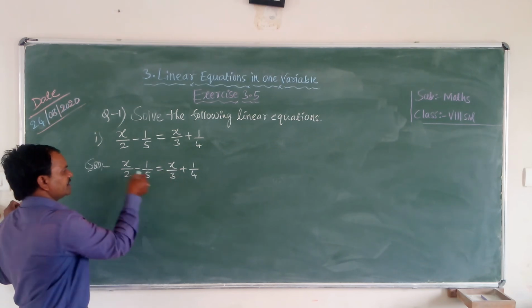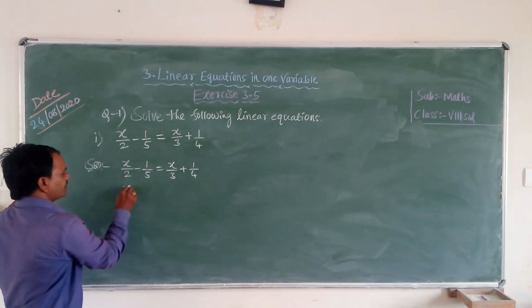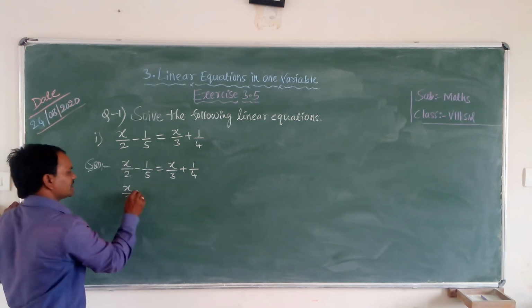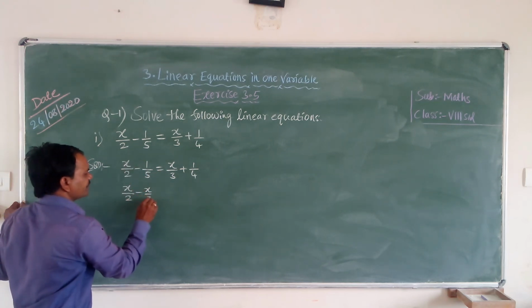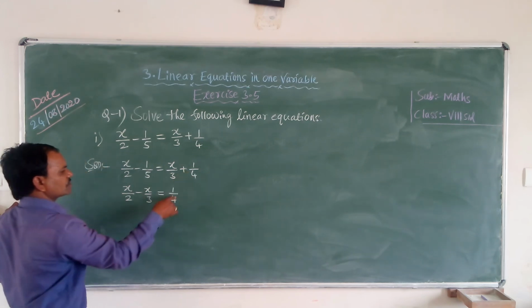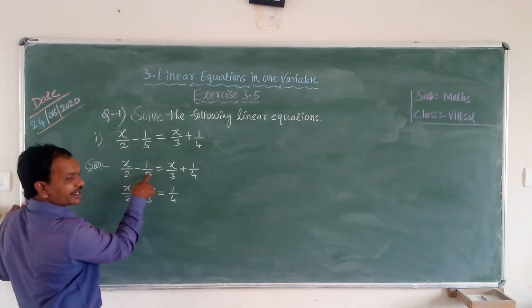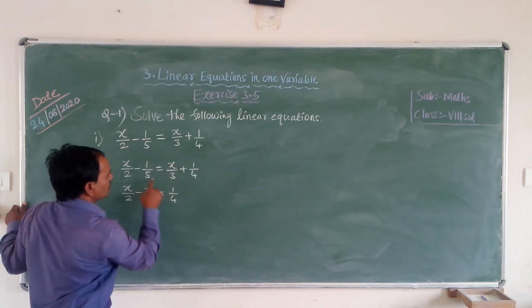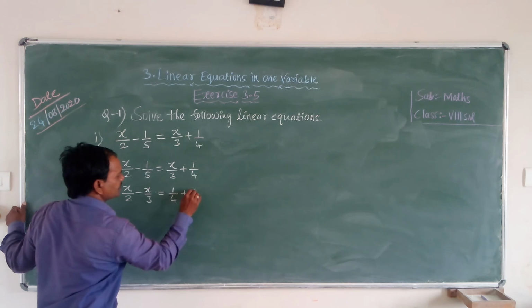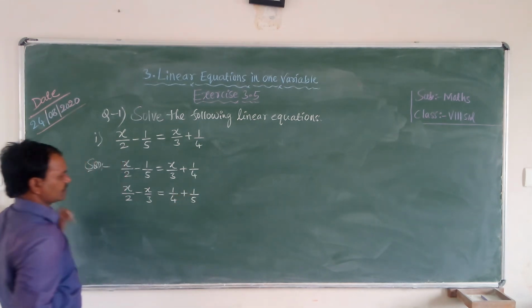So x by 2, take it to one side, and x by 3 is transferred to the LHS side as minus x by 3. So it is equal to what remains, plus 1 by 4, and 1 by 5 transferred from LHS to RHS, minus becomes plus, plus 1 by 5.